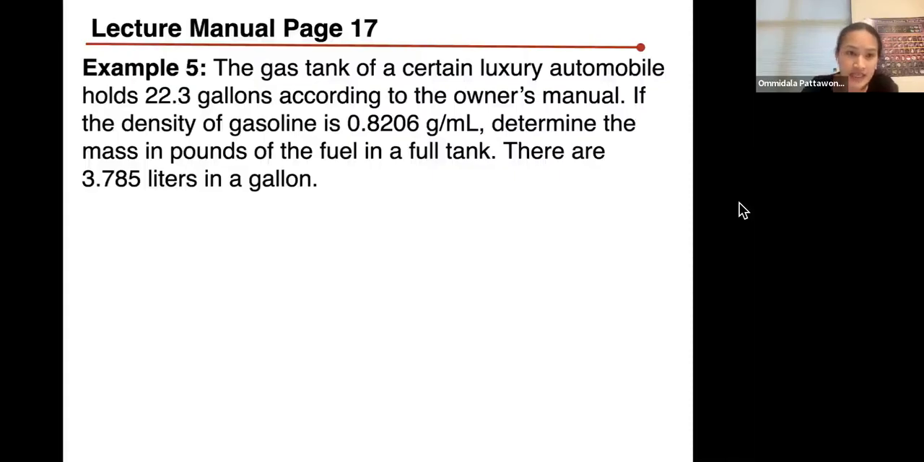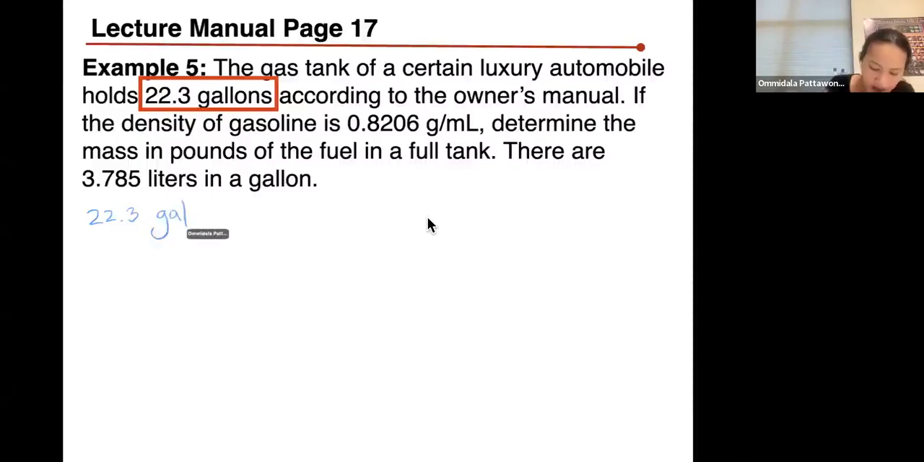So the first number I see is 22.3. Okay, so that one comes with the unit of gallon. So I'm just going to circle that. Whenever you see that, circle it out or write it out, right? So now I'm going to write out 22.3 gallons, so GAL. Remember, G only means grams, GAL means gallon. Make sure you know the difference. Okay, so the second number that I see is this 0.8206 grams per milliliter, right? So that's the second number.